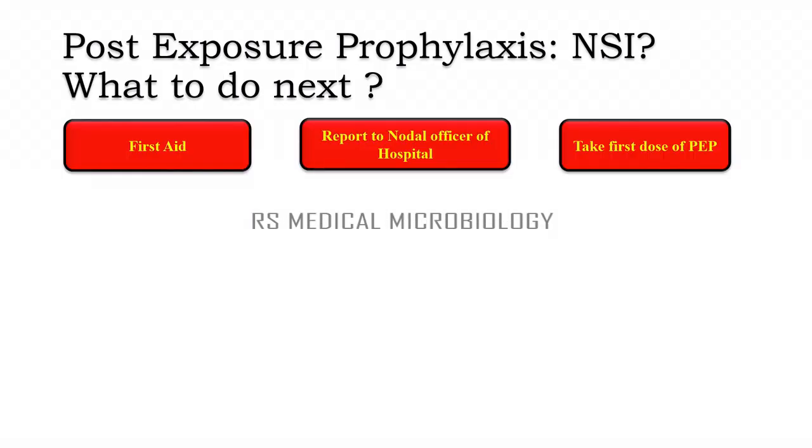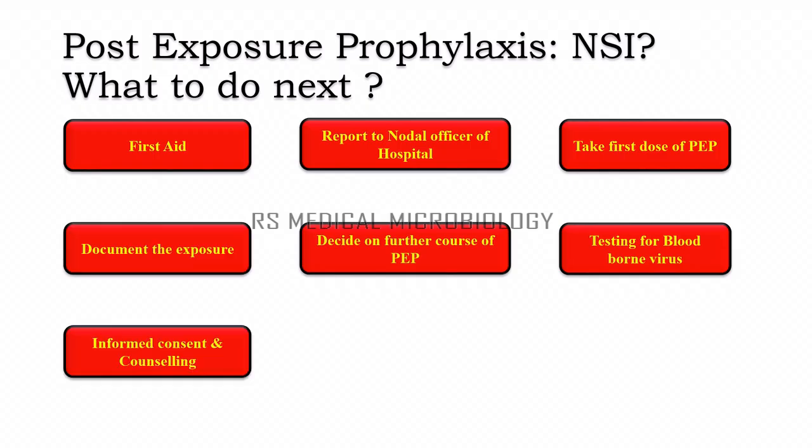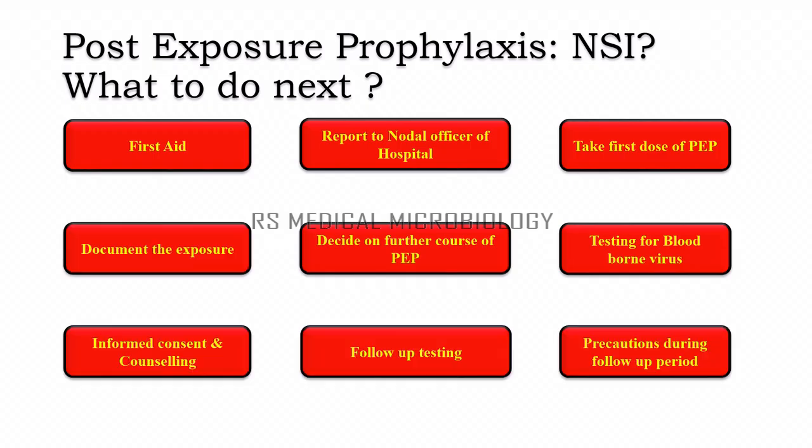One thing we need to know about is post-exposure prophylaxis. So what all has to be done? First is first aid. You report to the nodal officer, take the first dose of PEP, test the baseline for blood-borne viruses, and decide on the further course of post-exposure prophylaxis. Everything has to be documented, and all these steps have to be done with proper informed counseling and written informed consent. The follow-up testing schedule is there, you have to follow up, and precautions should be advised to the patient during the follow-up period.